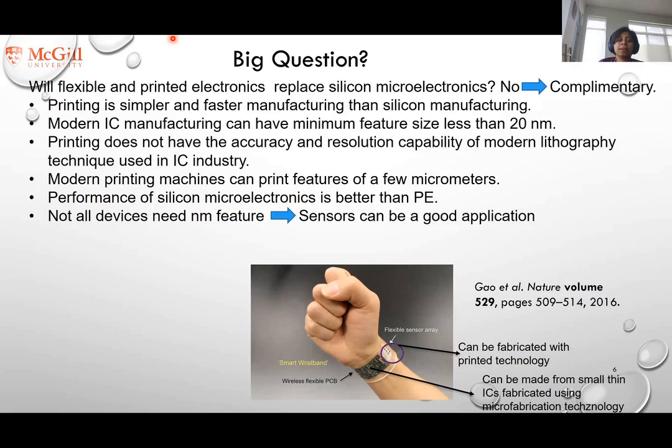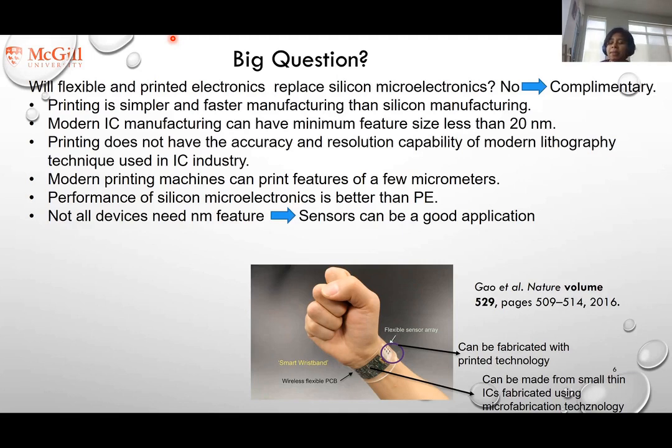I think they will be complementary, and we will use them in a way that where the printing process is more applicable, we'll use it there. And where the conventional microfabrication technology is needed, we will still use the conventional microfabrication technology there. I see that the conventional microfabrication technology is still needed in many places because a printing process is simpler and it's also way faster as a manufacturing technique than silicon manufacturing.